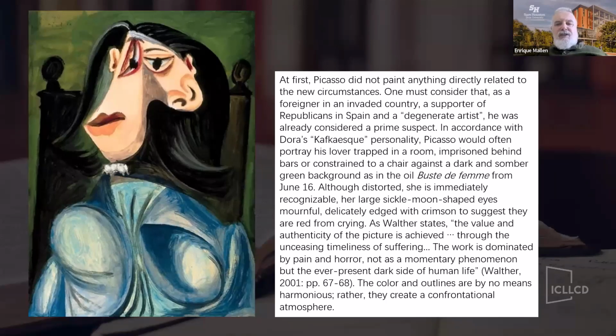Her large sickle moon-shaped eyes are mournful, delicately edged with crimson to suggest they are red from crying. As Walter states, the value and authenticity of the picture is achieved through the unceasing timeliness of suffering. The work is dominated by pain and horror, not as a momentary phenomenon, but the ever-present dark side of human life. The color and outlines are by no means harmonious. Rather, they create a confrontational atmosphere.